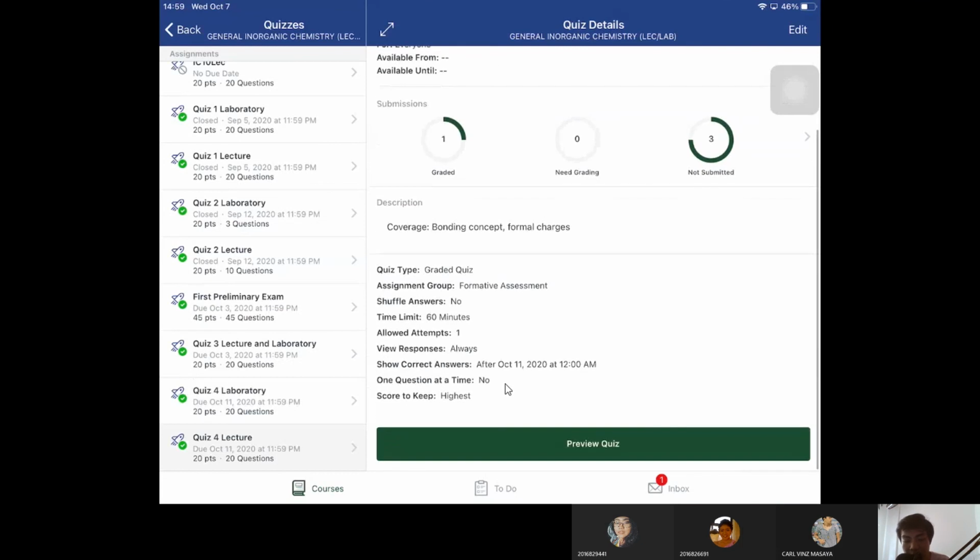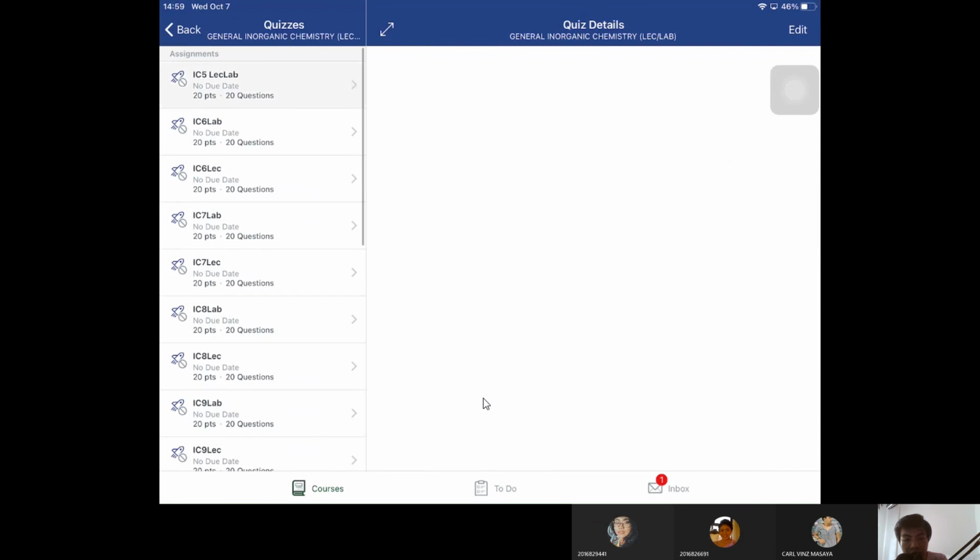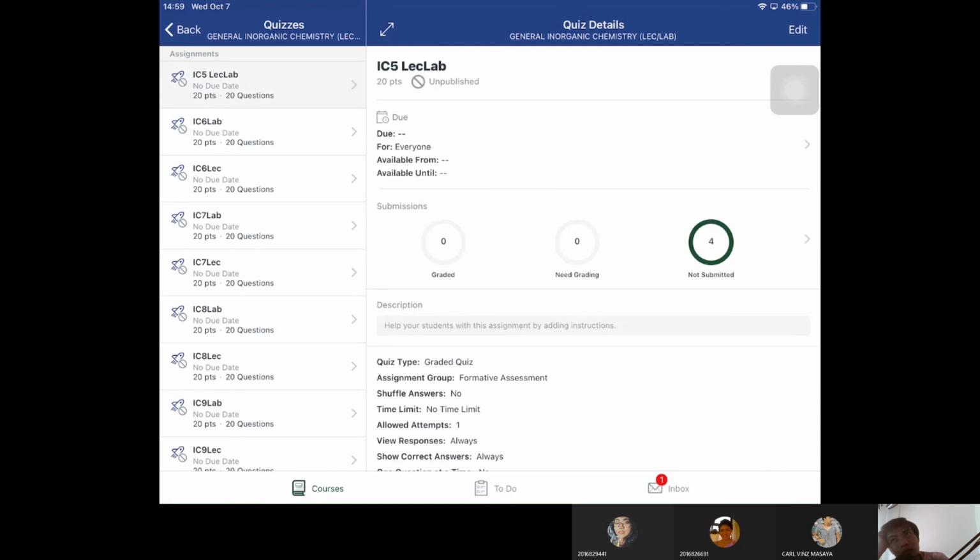That's until October 11. Yung quiz 5, gagawin ko dito until ano siya. Kasi October 11 sa Sunday, no? Siguro gagawin ko na lang siyang October 17, no? Sa Saturday next week naman to.